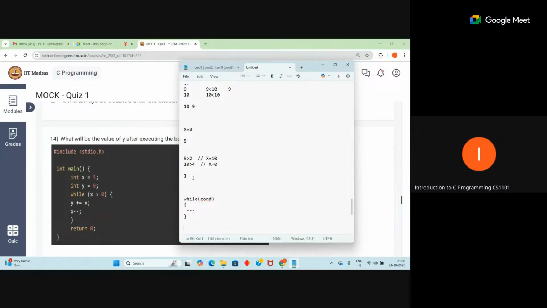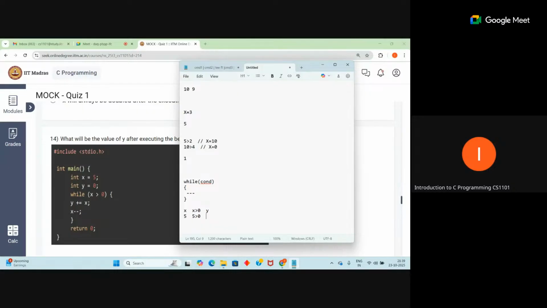So here it says x value 5. What is the condition here? x greater than 0 is the condition. So what is the x value and what is the y value? Take all the different variables you have. What is the initial value of x? Sorry, the initial value of x is 5. And it is checking the condition now. 5 greater than 0. It is true. True means it will enter into the body.